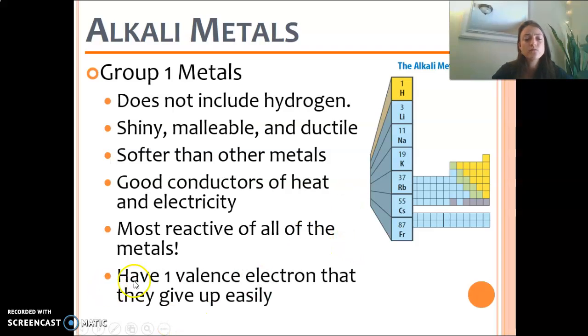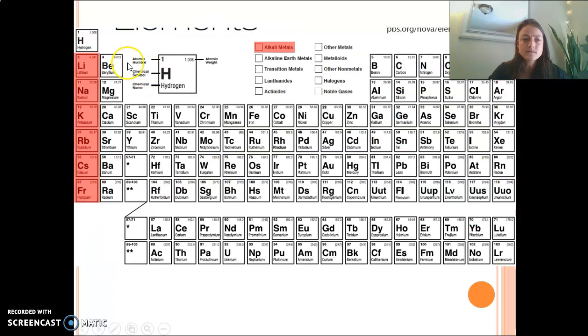And that's because they have one valence electron. We're going to talk about what valence electrons means later in this week, but a valence electron means the outermost electron that it's carrying in that electron cloud that surrounds the nucleus. If they have one valence electron, they have one that's really the farthest out. And they can give that up really easily, and that's what makes them so reactive. So that's where these are on your periodic table.